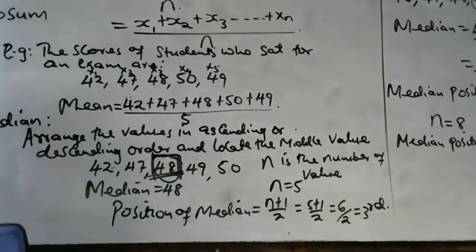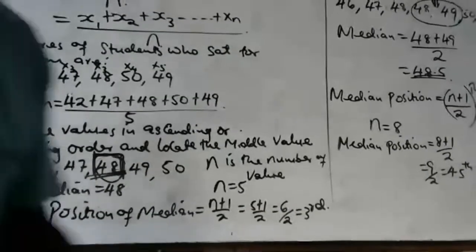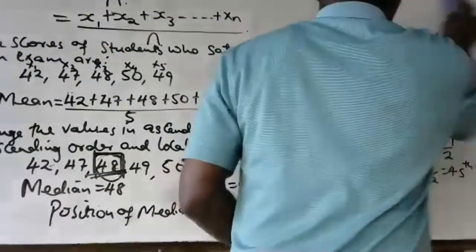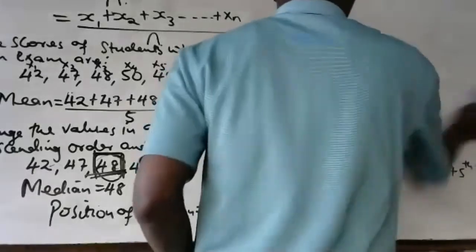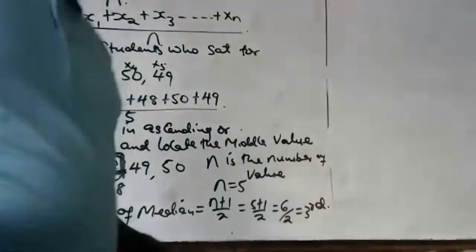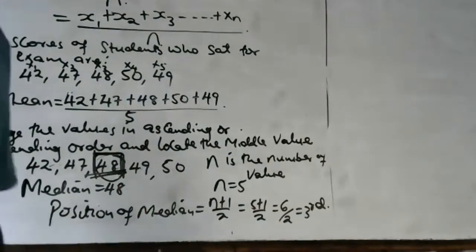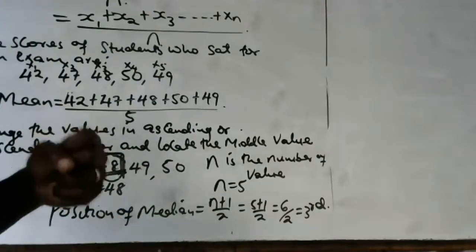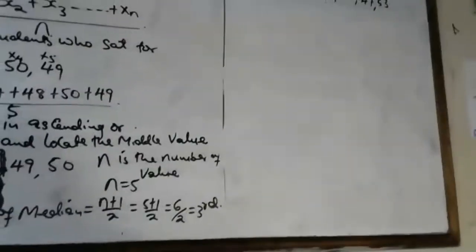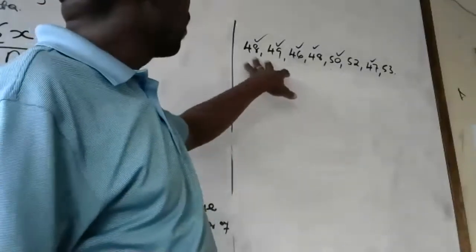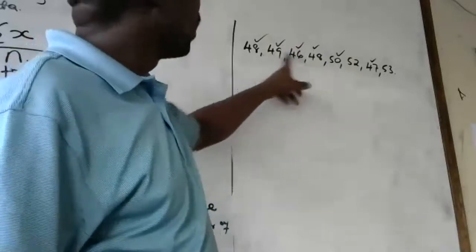We go to the third and the last measure of central tendency, which is the mode. As I was introducing the topic, the mode is that value that is most repeated. For example, from the values we have there, the only value that is most repeated is 48.